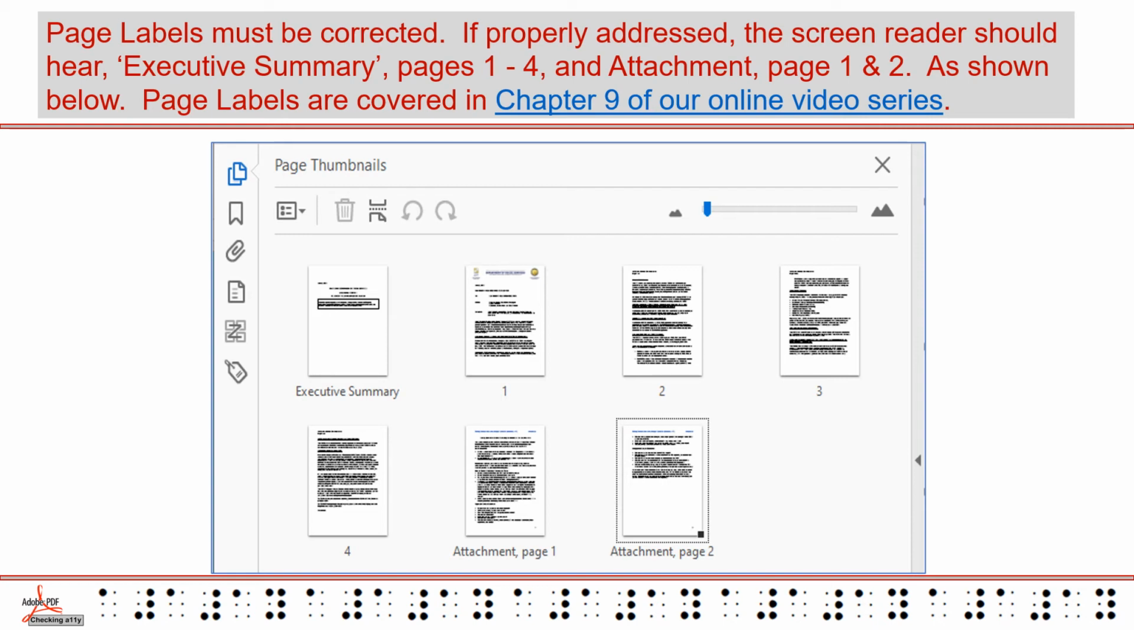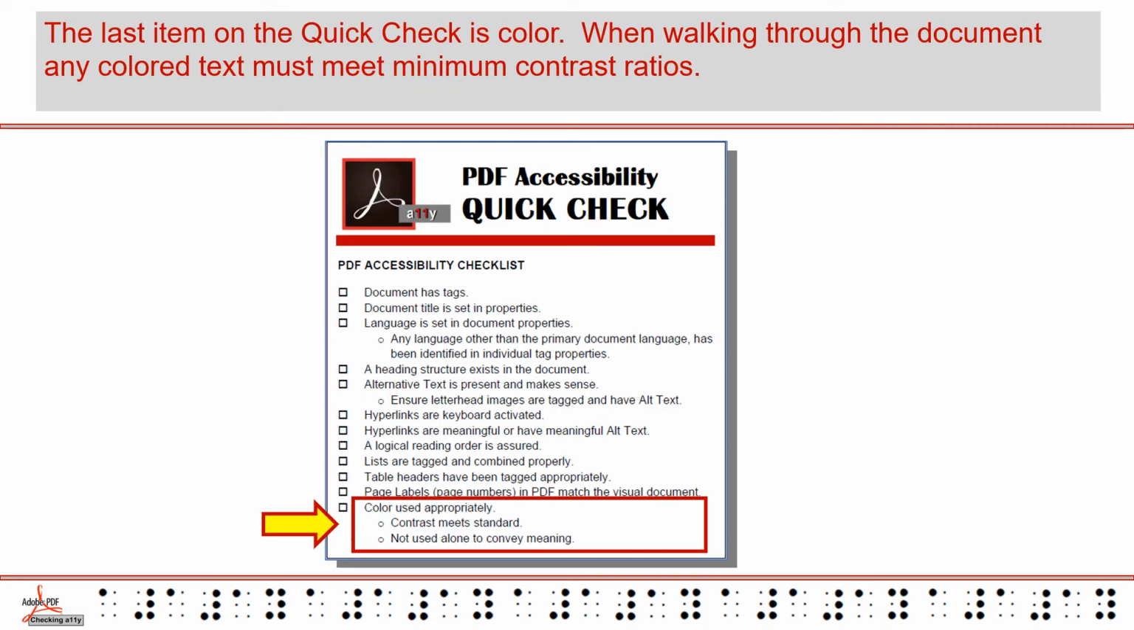Page labels are covered in Chapter 9 of our online video series. The last item on the quick check is color.